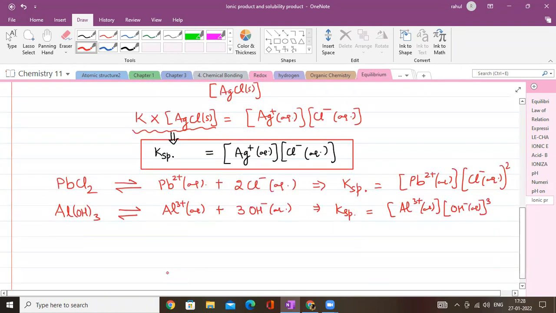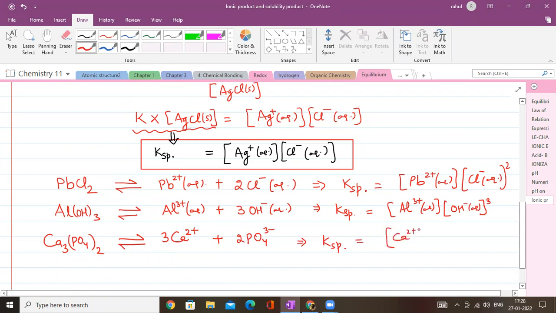In the same way, if I take up calcium phosphate, it is Ca3(PO4)2. So you will get here 3 calcium 2 positive ions, plus 2 phosphate ions, PO4 3 minus. And now if I ask you KSP, because this is the splitting, that is equal to calcium to the power 3 and of course PO4 3 minus to the power 2.